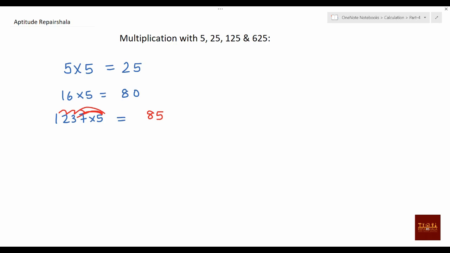Is there a short way to do it? Yes, there is. How? Check. 1237 into 5, right? 5 we can write as 10 by 2, right? Now this is 12370 divided by 2. Now this is very easy. How? 2 6s are 12, 2 1s are 2, 2 8s are 16, 2 5s are 10, done. Easy, right?